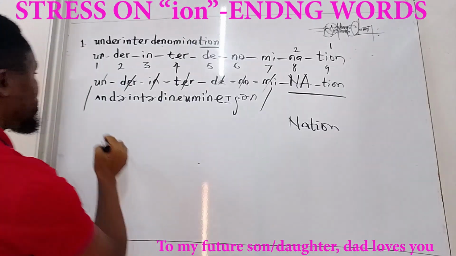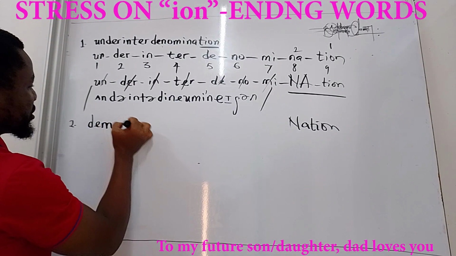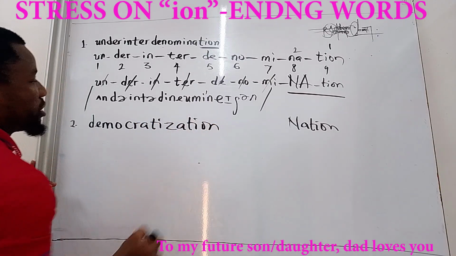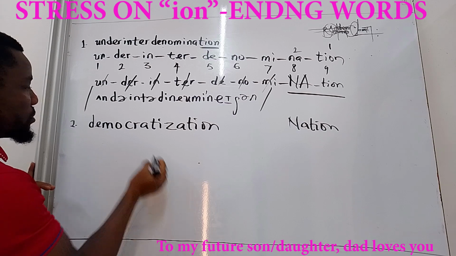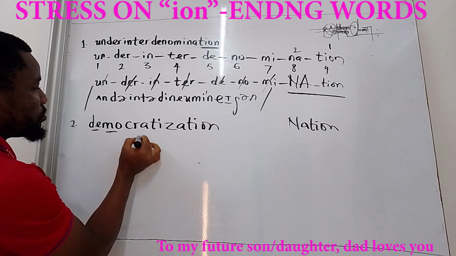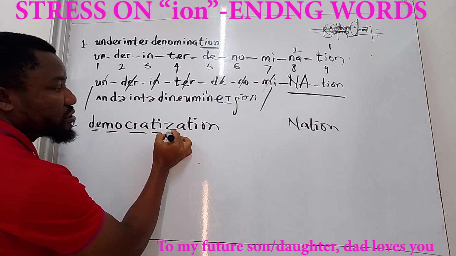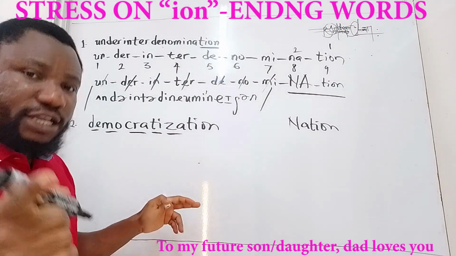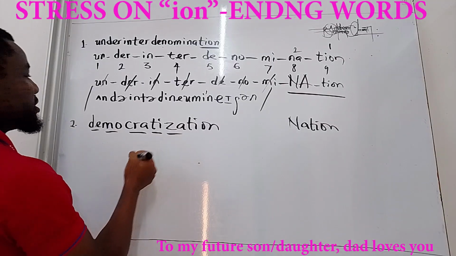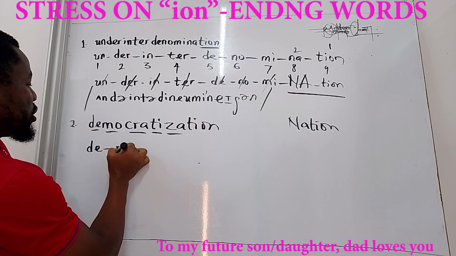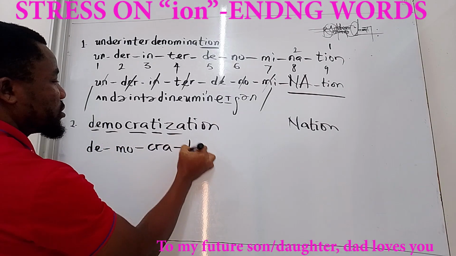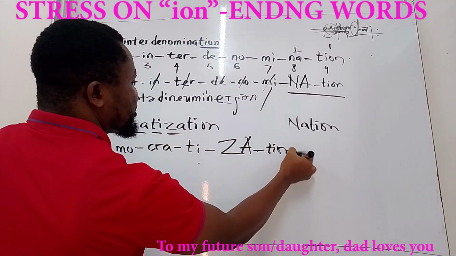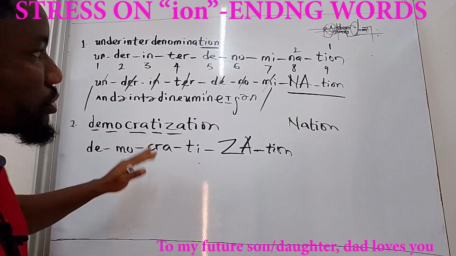Let's take one more example before we call it a wrap. Let's look at democratization. Where would the stress be now? Will it be on de? Will it be on moc? Will it be on ra? Will it be on ti? Will it be on za? Will it be on tion? What would the stress be? Yes, you're right. It's on za. So we have democratization. So that's basically it about this rule.